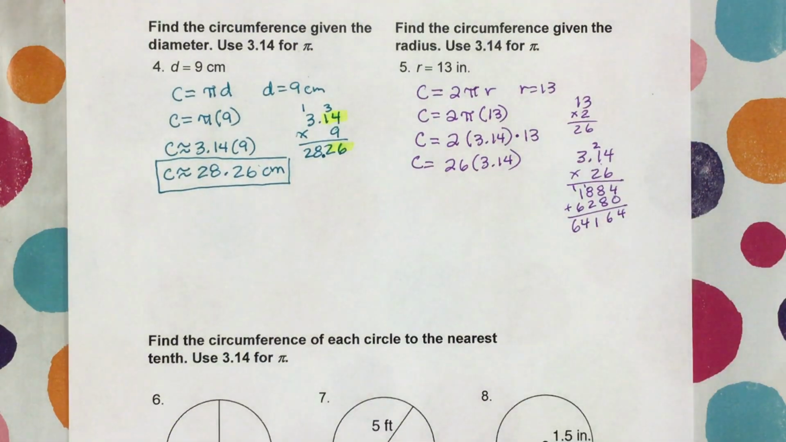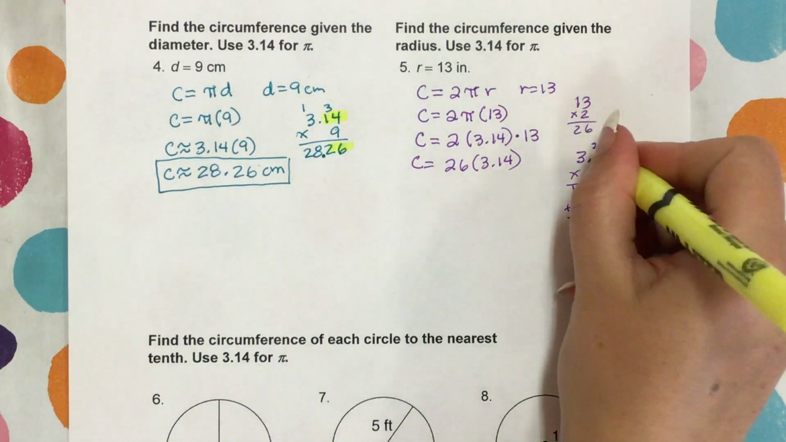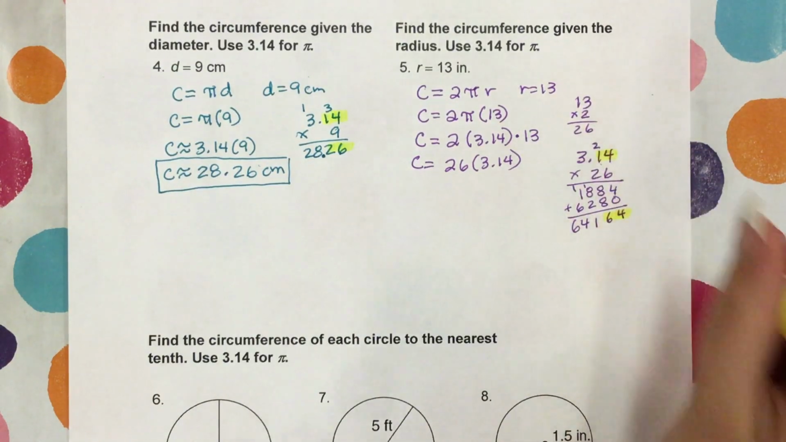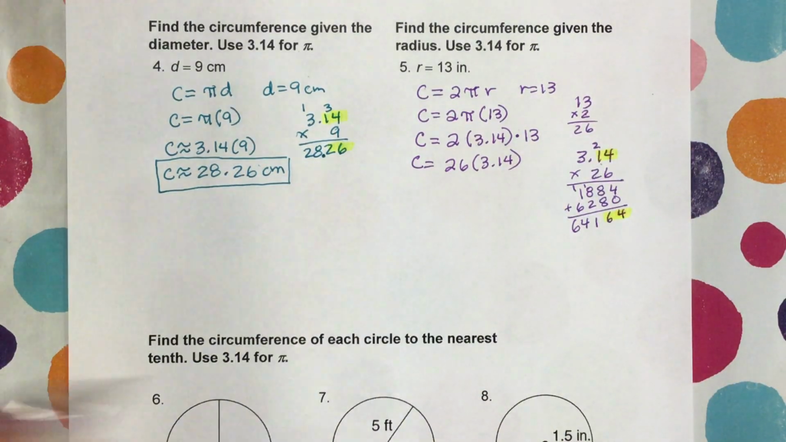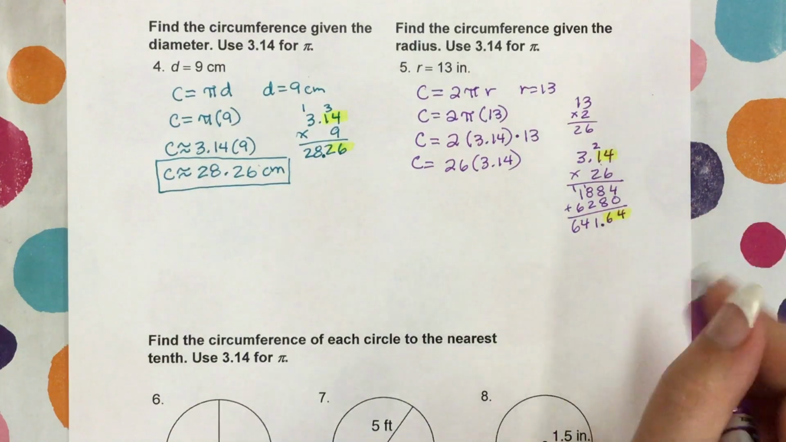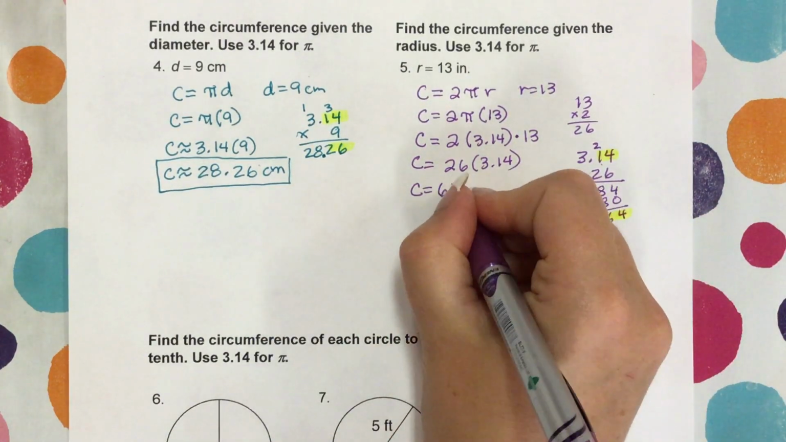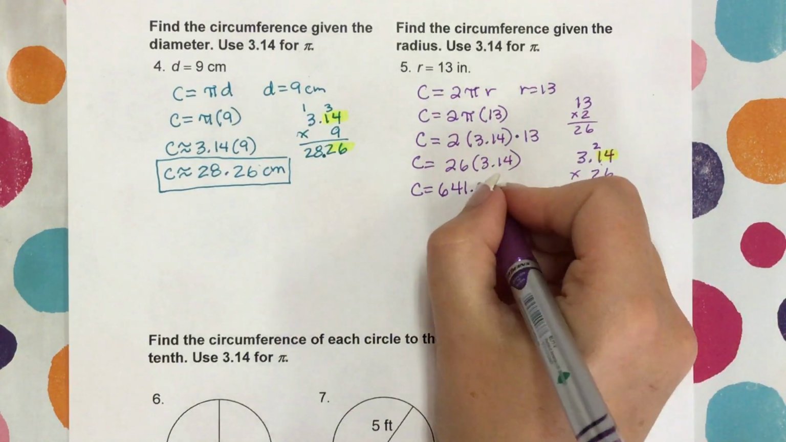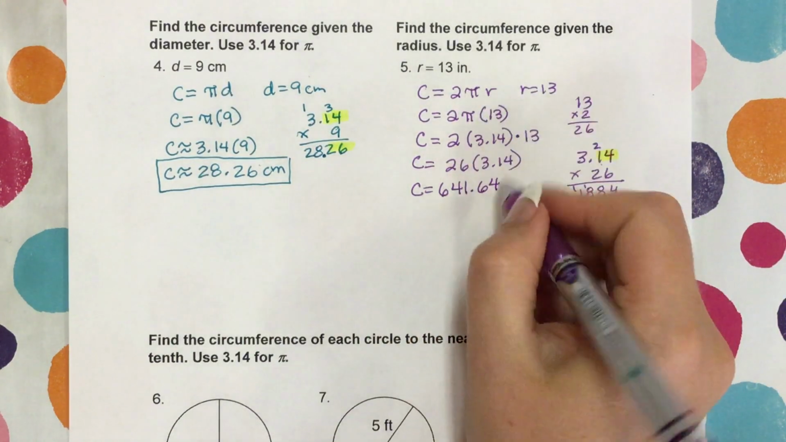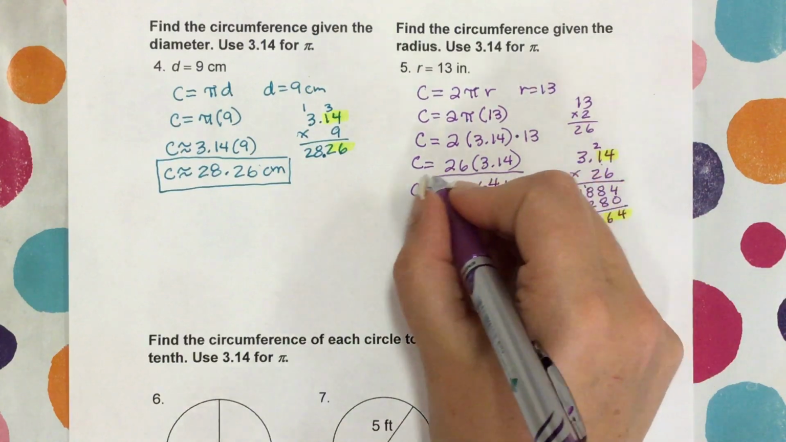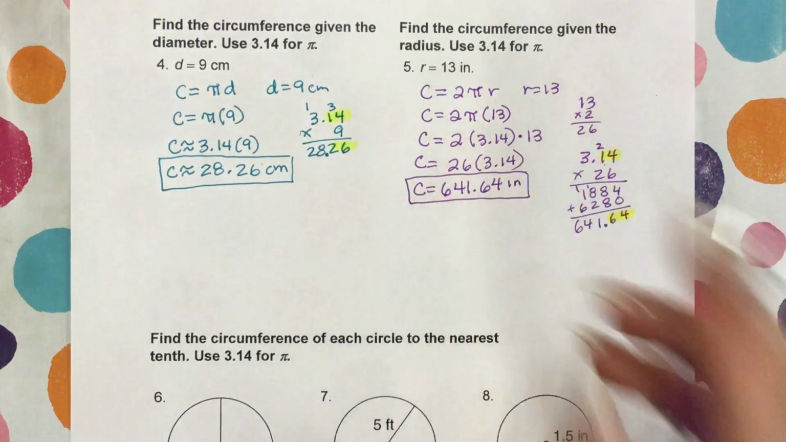And then we just need to figure out where to put the decimal place. There's 2 decimal places here. That means our answer has to have 2 decimal places. So we end up with 641.64, which means the circumference is 641.64 inches. And that's how you show your work.